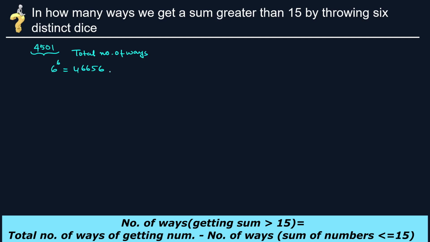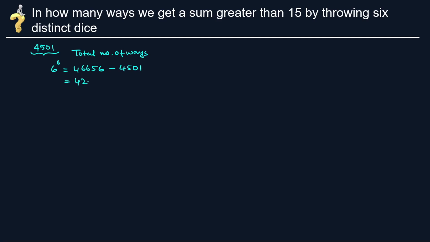Now we already got that the number of ways for sums less than or equal to 15 is 4501. If we subtract this result from the total, we get a result which clearly indicates that the sum on the upper faces of the 6 dice will be greater than 15. In this case, the answer will be 42155. That's it, and that's your answer. Is it clear to all? Absolutely. Okay, let me take another problem.